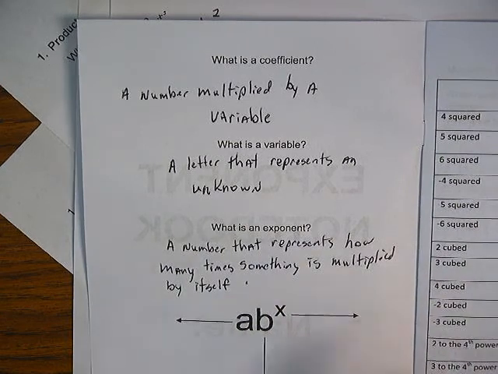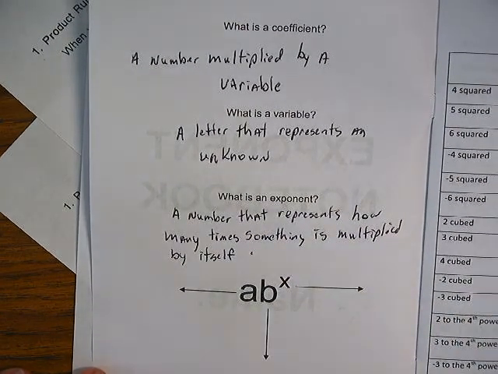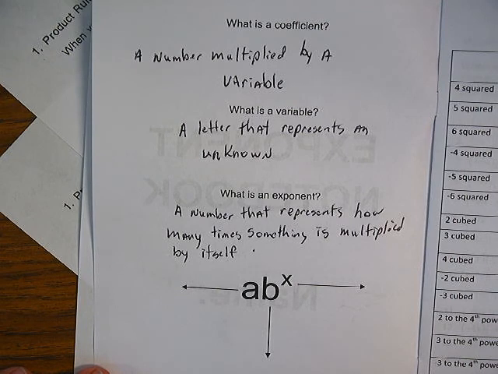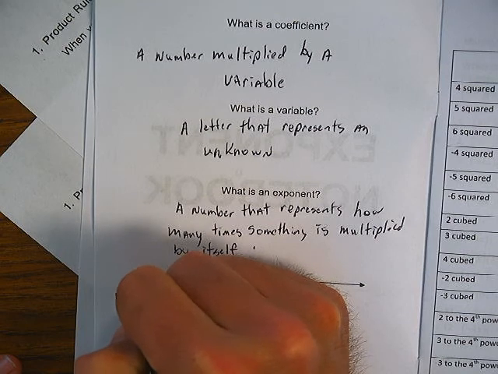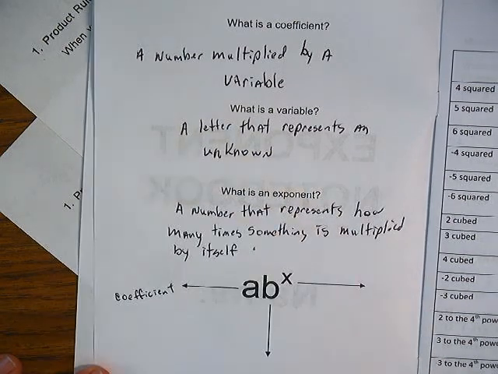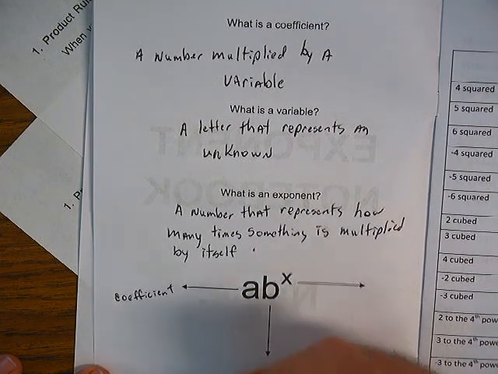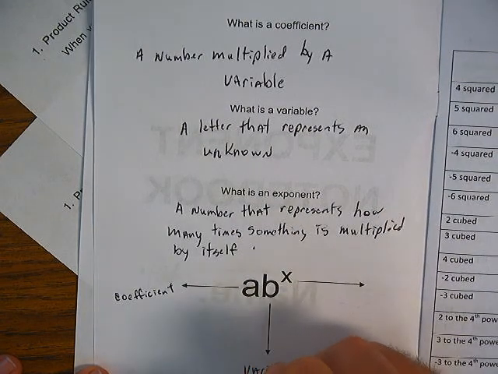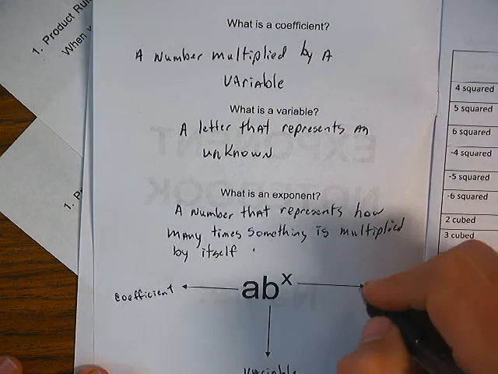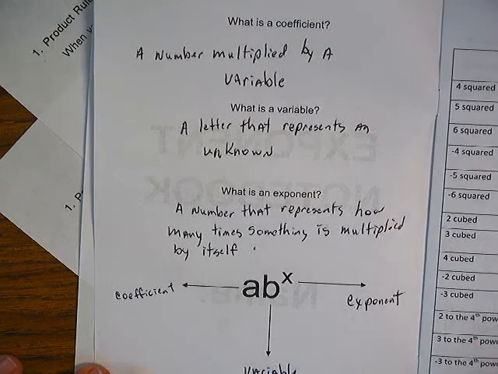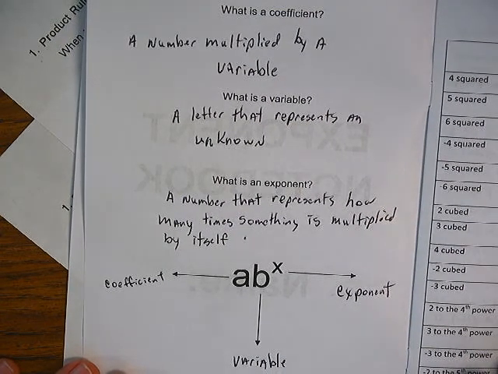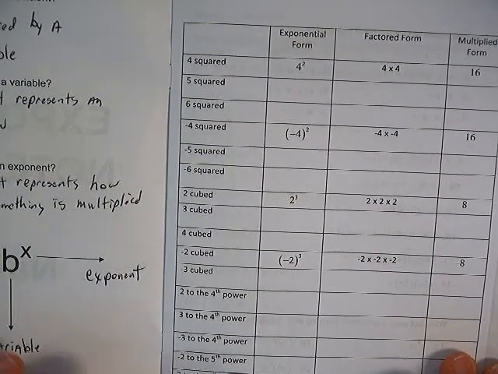Now, I know they're all letters, but which letter represents the coefficient, a, b, or x? A, that's the coefficient. Which one's the variable? B. And the x is the exponent. Any questions there? I just want to look at a couple things on the next page.